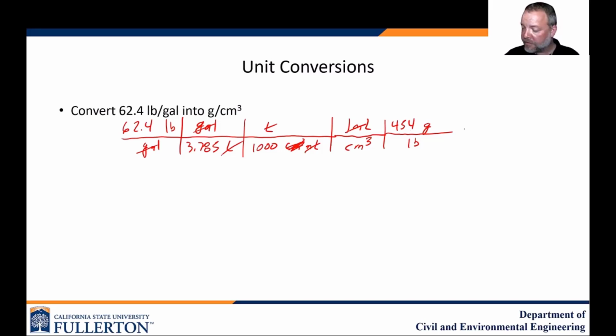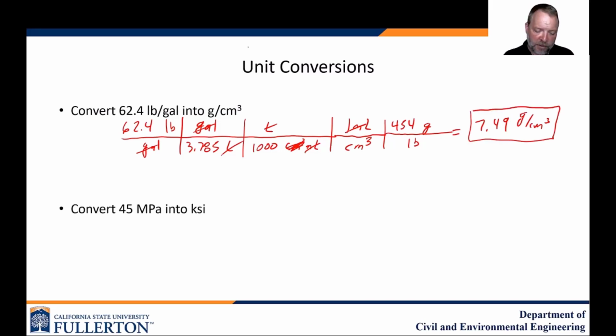And you could also do that. You know that 2.2 pounds is in a kilogram, and then 1,000 grams per kilogram if you wanted to do that too. We multiply across 62.4 times 454 divided by 3.75 divided by 1,000, and we get 7.49 grams per cubic centimeter.